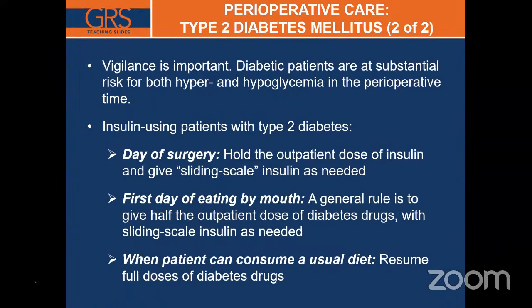Okay, if the patient has diabetes, he is at risk of both hyperglycemia and hypoglycemia in the perioperative period. If the patient takes insulin on the day of the surgery, we should withhold the outpatient dose of insulin and give a sliding scale. With fasting and decreased oral intake, the pre-admission dose of insulin would not be appropriate for the patient. So again, monitor the patient's blood sugar, do a sliding scale, and give insulin as appropriate. And when the patient can consume a usual diet, then we should resume full doses of diabetic drugs. I mean by that, insulin.